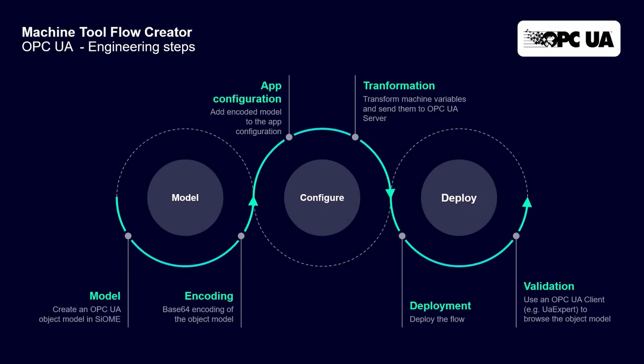That was the fourth tutorial of the Machine Tool Flow Creator tutorial series. In this episode you learned how to implement your own OPC UA provider app. I hope you enjoyed it, and I wish you good luck implementing your own app.